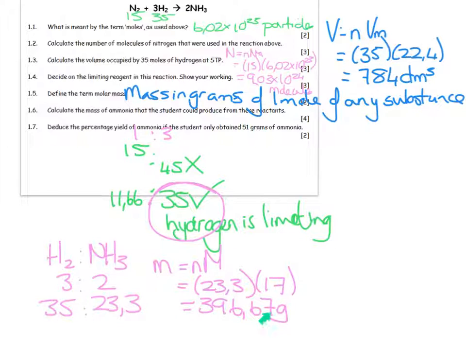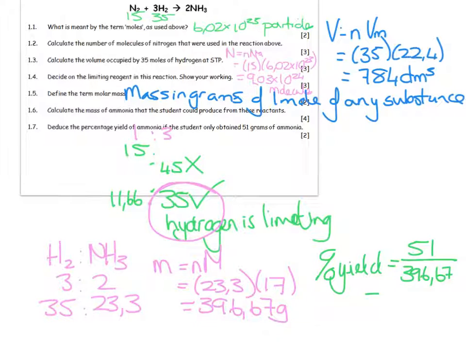Deduce the percentage yield of the ammonia if the student only got 51 grams. So we expected to get 396, but we only got 51. So percentage yield is equal to what did I really get out of what did I expect? And I get 12,86%. You need to be very careful about rounding here. You need to keep these numbers. So here, 35 divided by 3 times 2 is 23,3 something. Keep it in your calculator, multiply by 17. Keep this in your calculator, store it. 51 divided by that, and don't forget to multiply by 100 to get a percent.